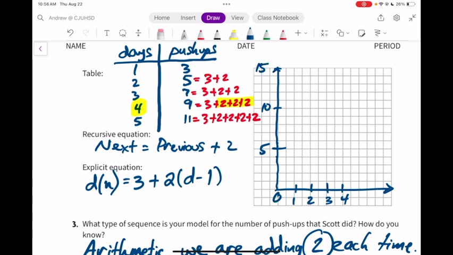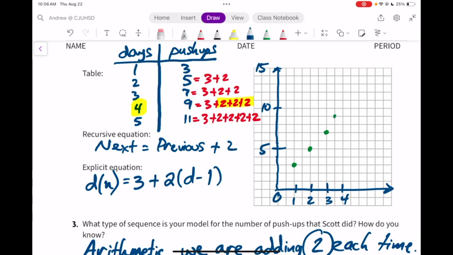So here are my dots. Let's do those in green. I've got day 1 is 3. Day 2 is 5. Day 3 is 7. Day 4 is 9.